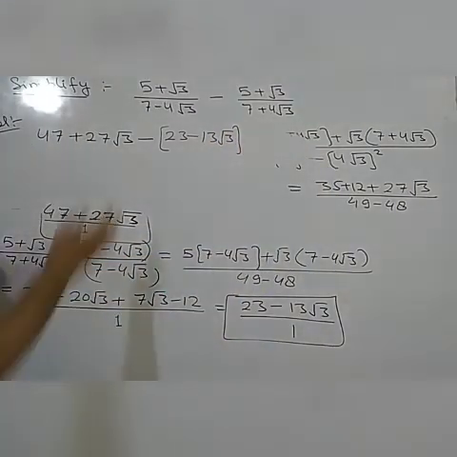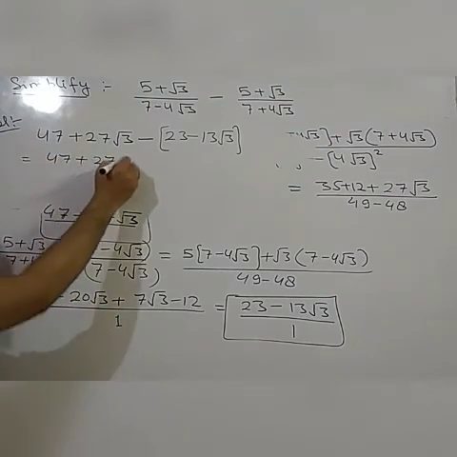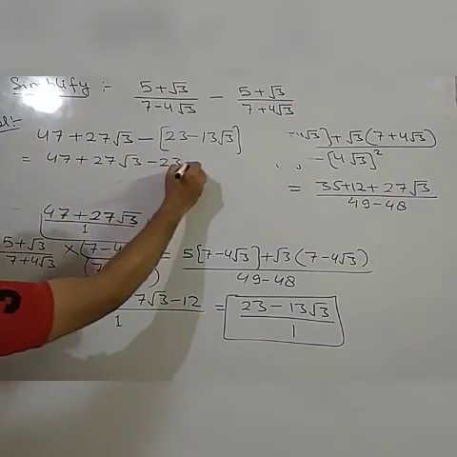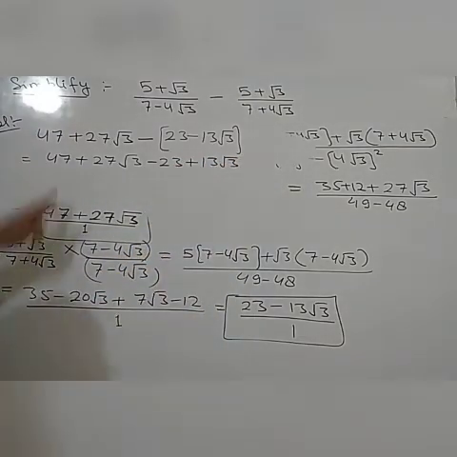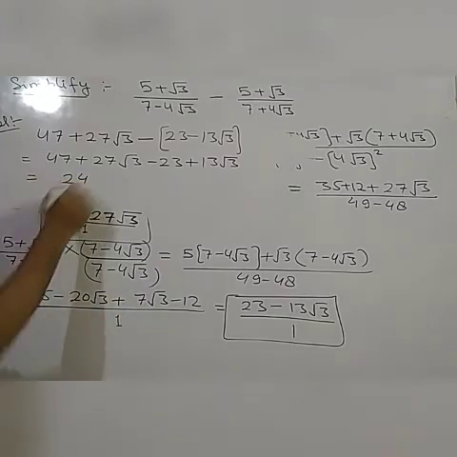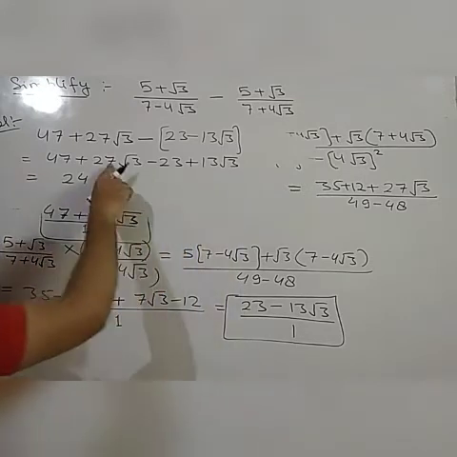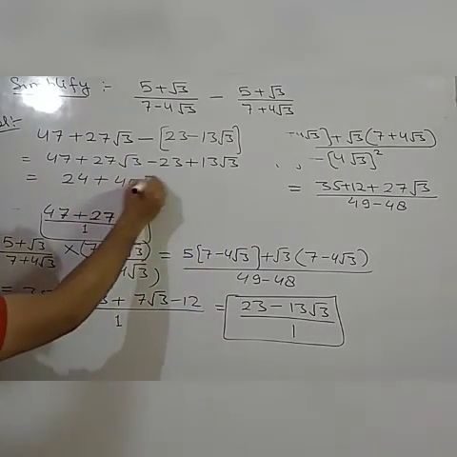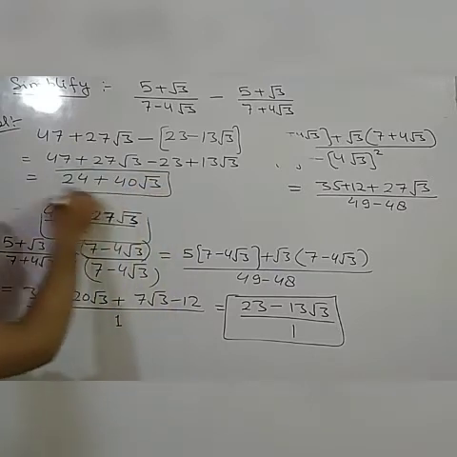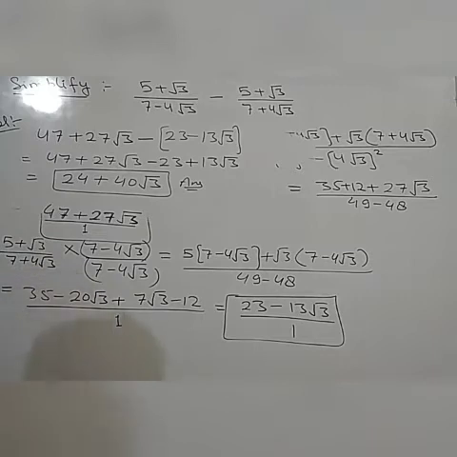Okay. Now opening the bracket, we will get 47 plus 27 root 3 minus 23 plus 13 root 3. Now 47 minus 23, it will be 24. And 27 root 3 plus 13 root 3. So 27 plus 13 is 40. So we can write it as 40 root 3. And it is our final answer. This is the answer, 24 plus 40 root 3.